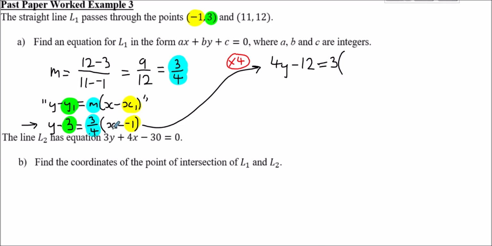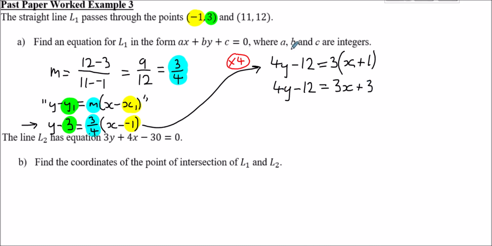Then in brackets x, and be very careful, minus minus 1, we need to put plus 1, because minus next to a minus, obviously we know, makes a plus. So if we expand this out, we get 4y minus 12 equals 3x plus 3.